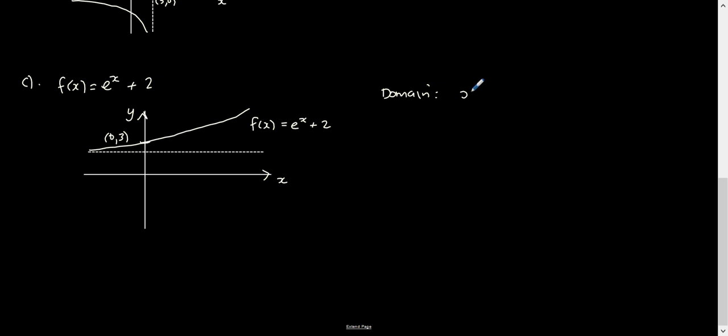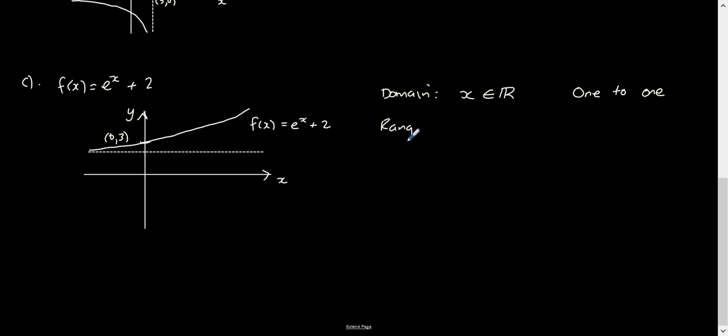And I can just see that for this domain, any real number of x will work. And when I say a real number, I mean it just can't be a complex number. So any real number will work, and that's how we list it. We just say x is a member of the set of real numbers. This is also a one-to-one function.